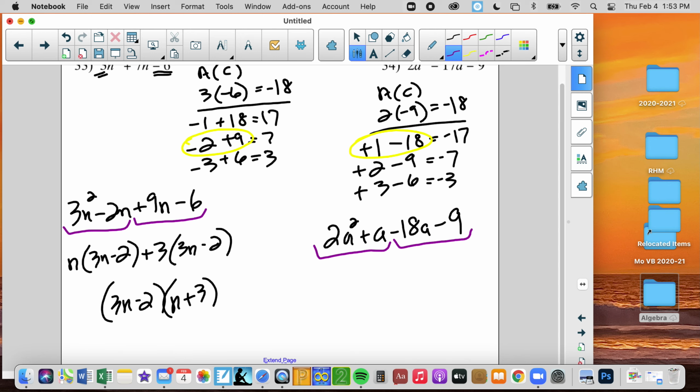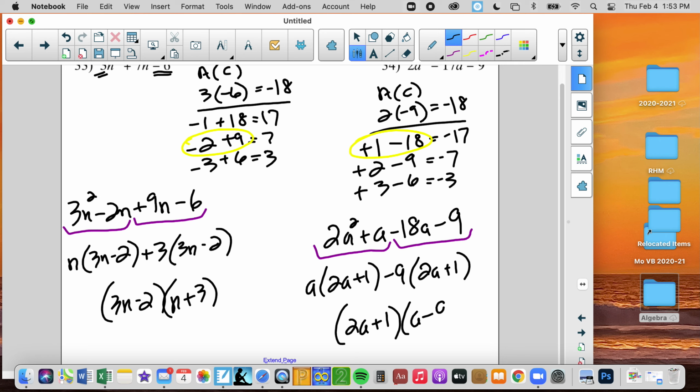Let's move this up a little bit. I'm going to factor out an a. That gives me 2a plus 1. I'm going to factor out a negative 9, which gives me 2a plus 1. So it's (2a plus 1)(a minus 9).